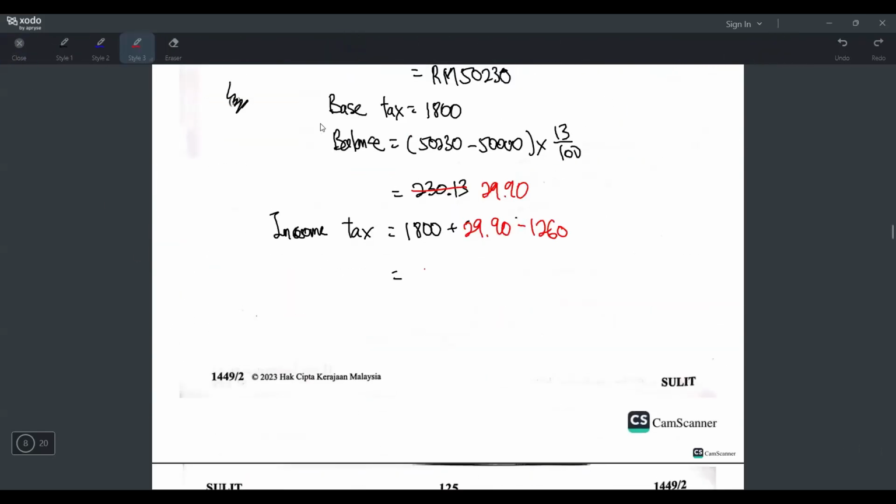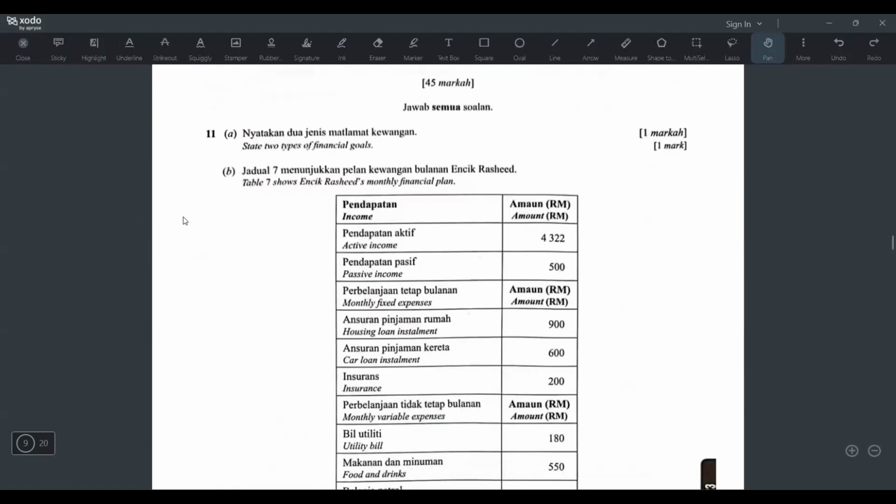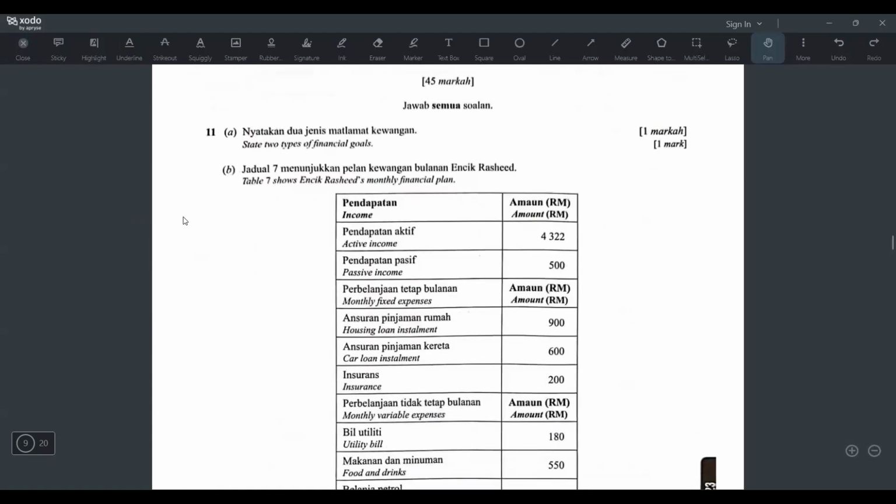So sekarang baru kita tekan. So now I tekan 1800 plus 29.9 minus 1260. Okay, dapat dah jawapan betul. So the answer is 569.9. But make sure you write RM. So this is the answer. Okay, 569.90. So that's the income tax. Okay, done.